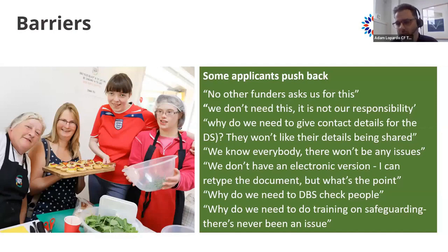The one here is, as I said, I'm the designated safeguarding lead. All policies should name one and should be able to be contactable, because how otherwise are you going to raise issues? Someone said they didn't like their details being shared. They didn't want to be contacted. Well, that doesn't feel like the spirit of safeguarding that we would want to see. We know everyone. There won't be any issues. Well, actually, most abuse takes place with people that you know, not with people you don't know. So actually, you just don't know what happens.